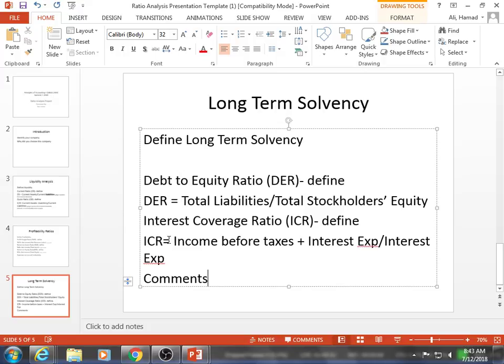Listen, 251,619 divided by your interest expense. Here's your interest expense, 14,544. What did you get? 17, not bad. That's the best one, 17 times. They can pay their interest 17 times.